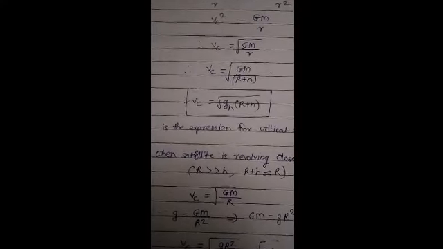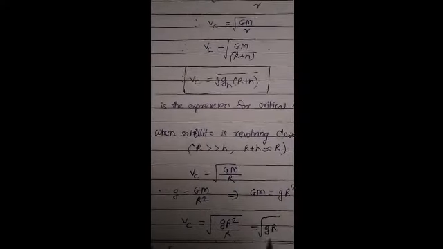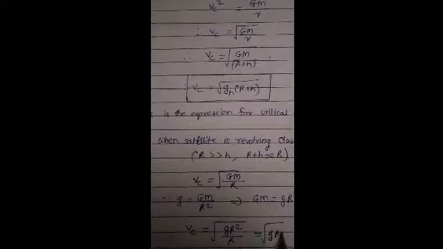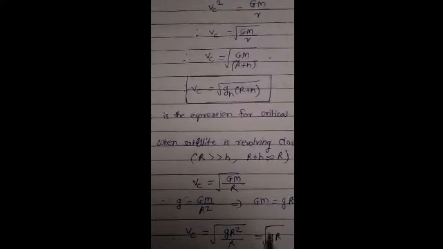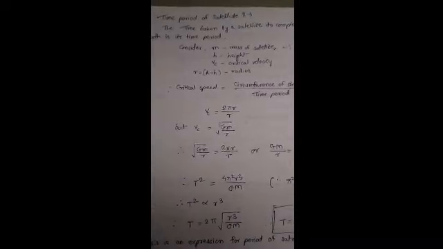So we get the last term, Vc is equal to square root of gR, and the value of Vc is 7.92 km per second, because we know the value of acceleration due to gravity g and R is the radius of the Earth. Multiplying and taking the square root, we get the value of Vc as 7.92 km per second.